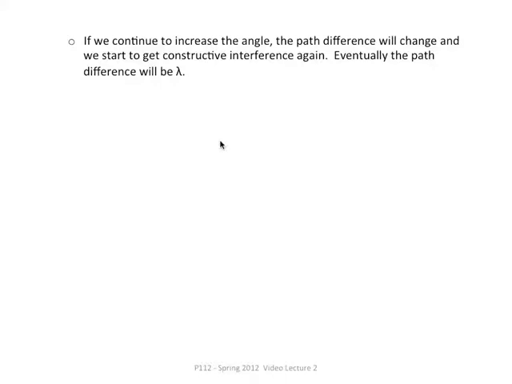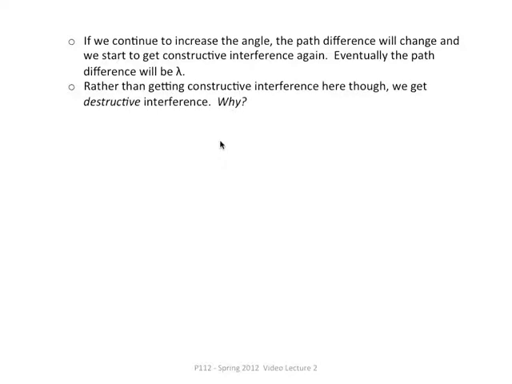And we'll continue along. Eventually, the angle will give us a path difference of lambda, equal to a wavelength. It turns out at this location we do not see constructive interference, though. We get destructive interference. So we might think initially, well, if the path difference is exactly one wavelength, then those phases should line up again, and we should see constructive interference. However, if we think about it a little more broadly, we see that that isn't what happens.